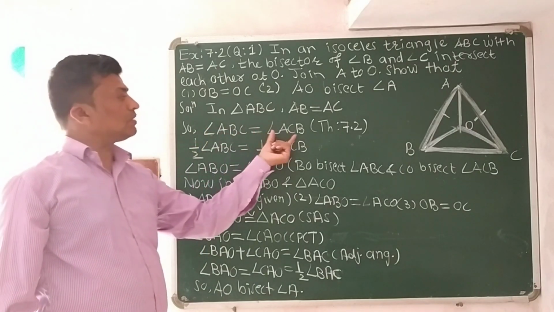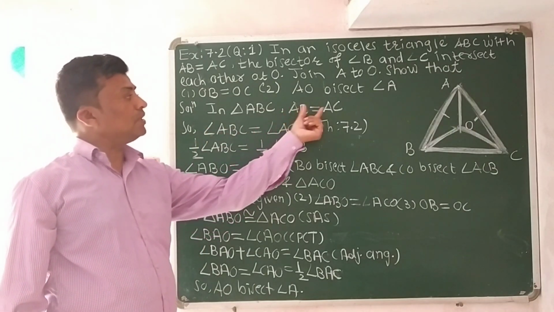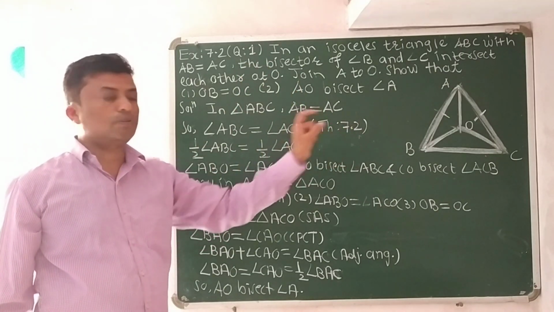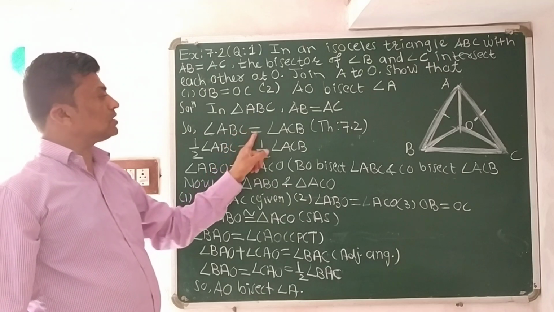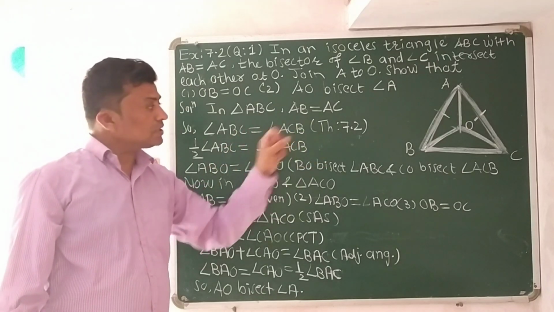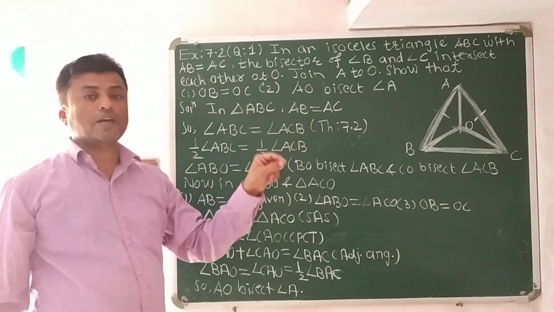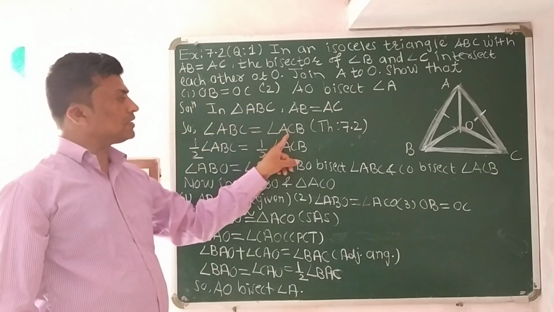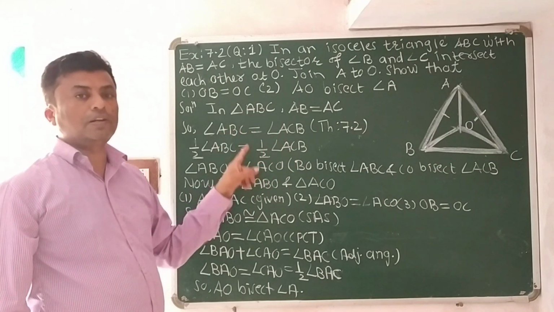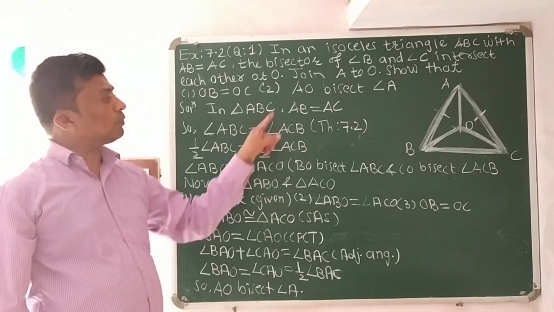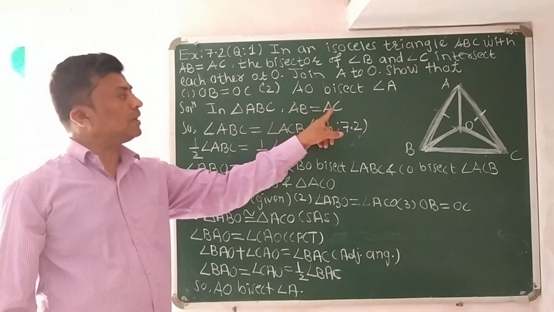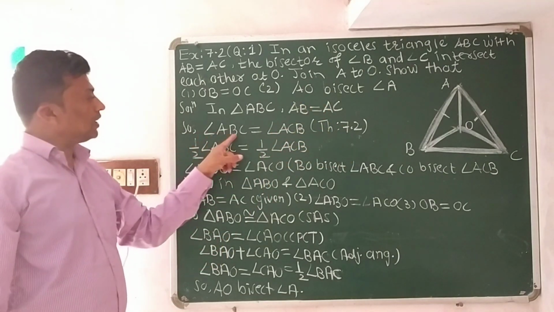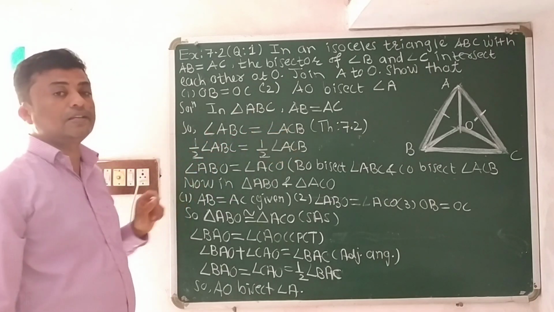Why is angle ABC equal to angle ACB? Because AB is equal to AC, it is given in the question, and according to theorem 7.2, angle ABC is equal to angle ACB. What is theorem 7.2? Equal sides, opposite angles are equal. Here angle ABC and angle ACB both are equal in measurement because they are opposite angles of side AB and side AC.